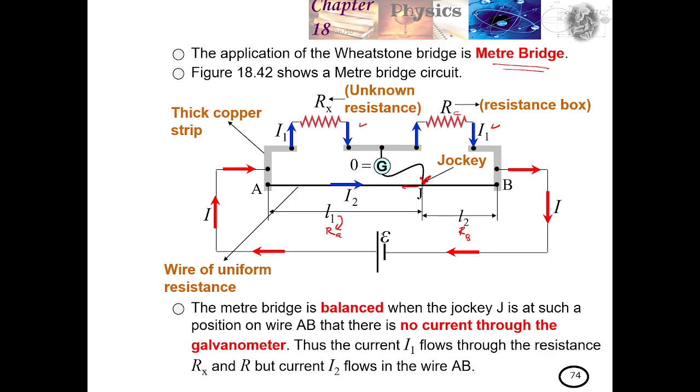The meter bridge is balanced when the jockey J is at a position on the wire AB such that there is no current through the galvanometer. Thus, the current I1 flows through the resistances Rx and R, but the current I2 flows in the wire AB. So you can see they are the same as before. One current goes up, one goes down.